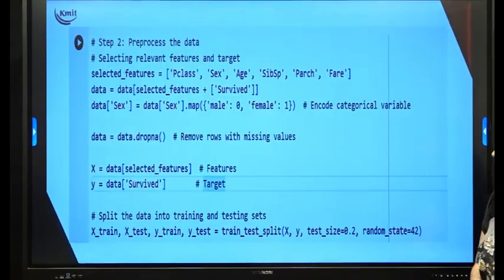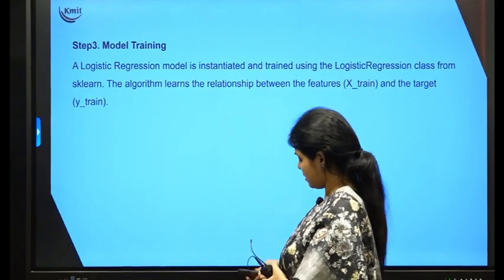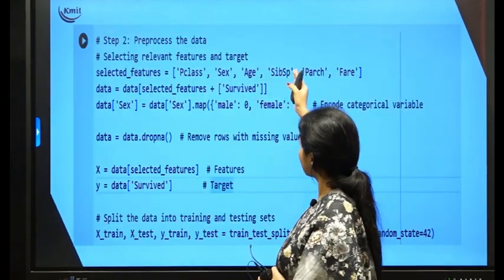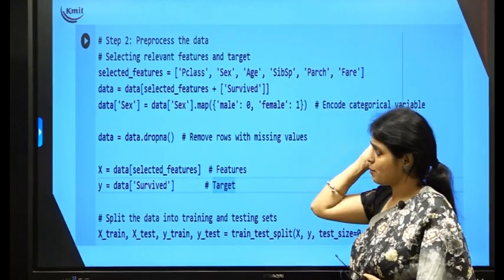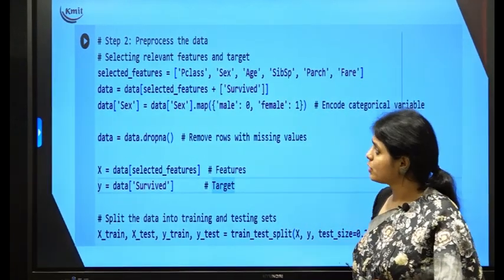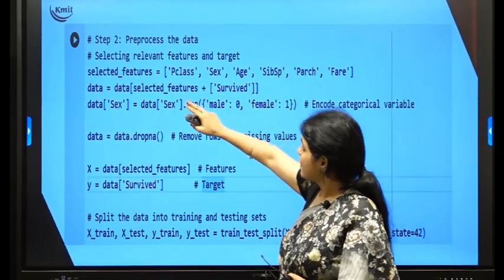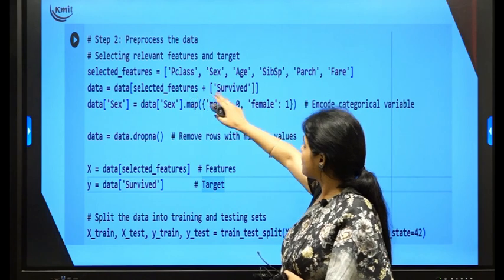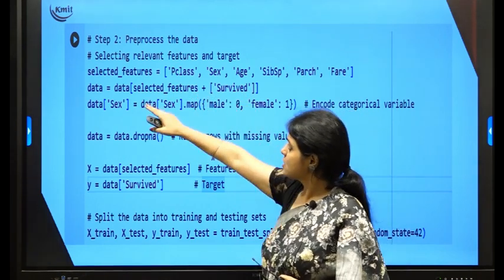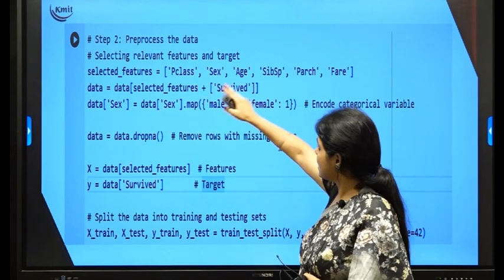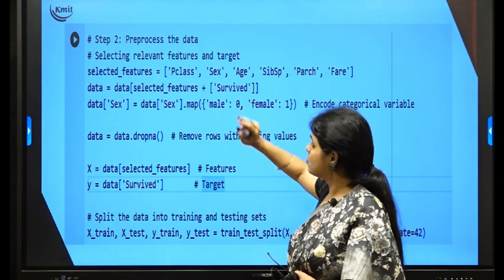Now let's see this. First I'm selecting only the relevant features that I want. This is completely optional. You can pick only 4 features, or you can pick all the features, depending upon what you want to take. So selected features is equal to the features I've taken, and then I say selected features plus survived. This is the output column that I want to take. The dataset should include the selected features along with the survived column, wherein the selected features would be the input and survived would be the output.